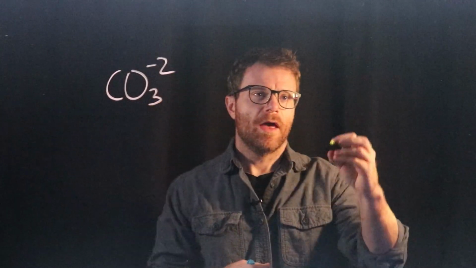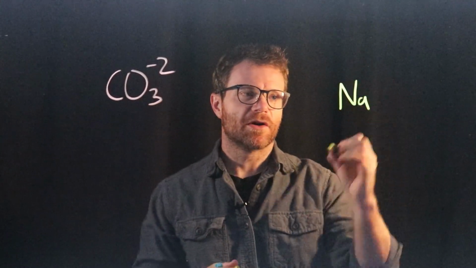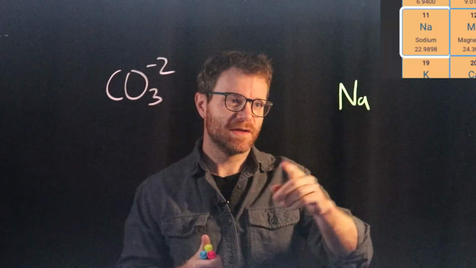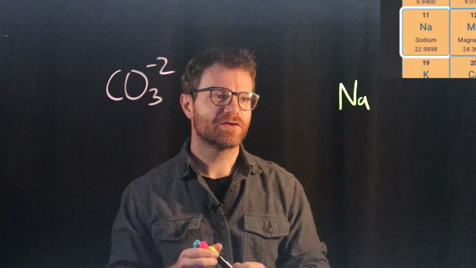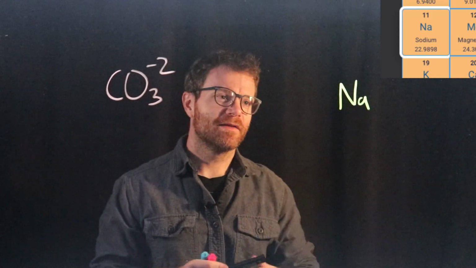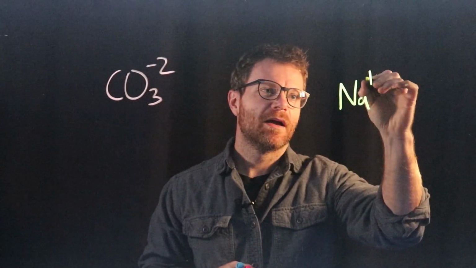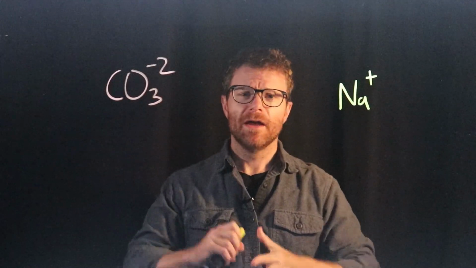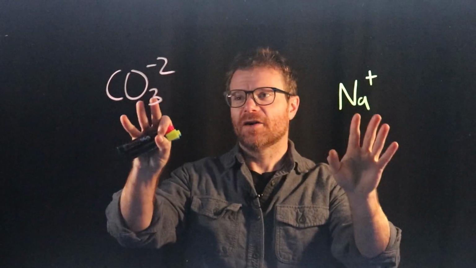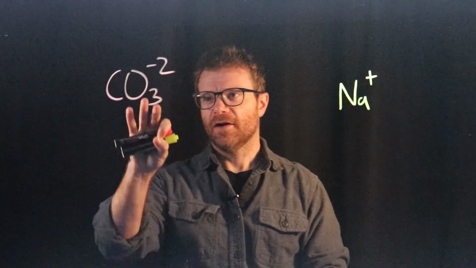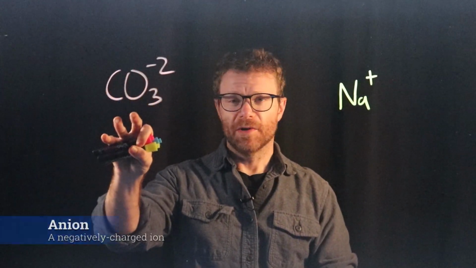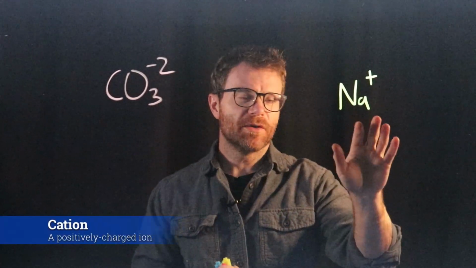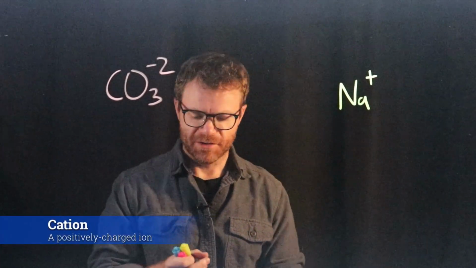Okay, and you should also be able to tell me the charge of a sodium ion. You should be able to look in column 1 of the periodic table, see that sodium has 1 valence electron, so it would lose that 1 valence electron to gain a +1 charge when it forms an ion. Now that we've identified our 2 ions, we've got our polyatomic ion carbonate, which is our anion, our negatively charged ion, and our sodium ion, which is our cation, our positively charged ion.